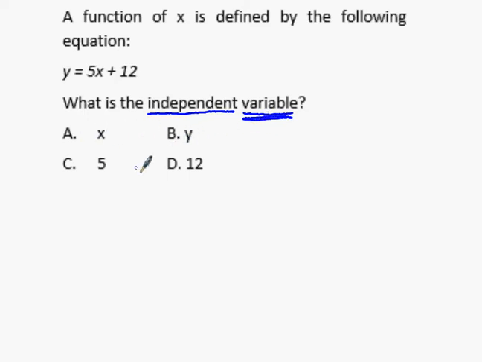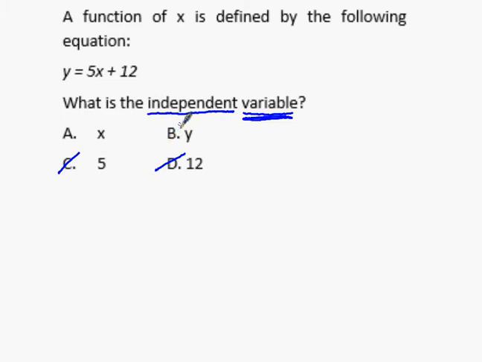So of these four answers, I'm going to presume that 12 and 5 are not possible answers. So even if I'm not sure which of these items, the x or the y, is the independent variable, at least I've cut my chances down to a 50-50 shot here. And that, believe it or not, can be very helpful on your test. I mean, the odds originally were 25% if I was guessing, and now it's down to 50-50.